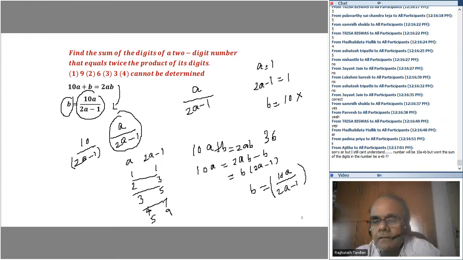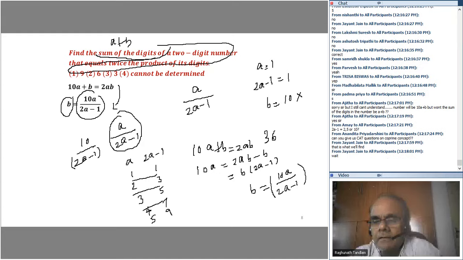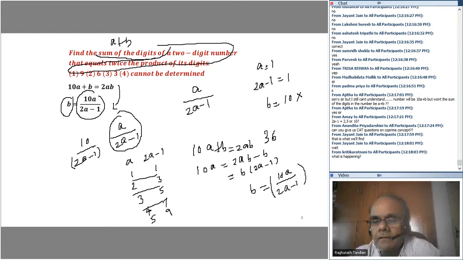Yes, sir. The number will be 10a plus b. If we have to write a two-digit number, we represent it as 10a plus b. But he said the sum of the digits in the number, so won't that be a plus b? No, I want you to find out what a plus b is, using this information. Are you clear now? Yes, sir. The information given is also that the sum of the digits is equal to twice the product.